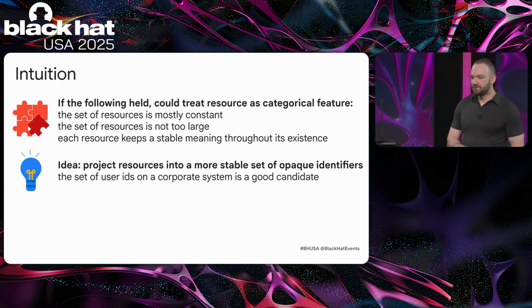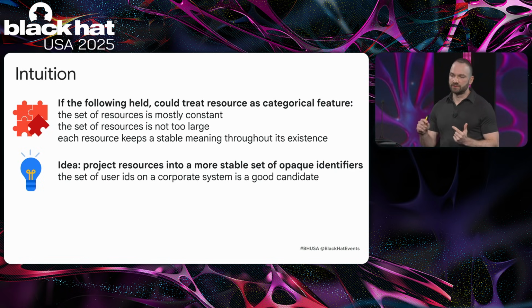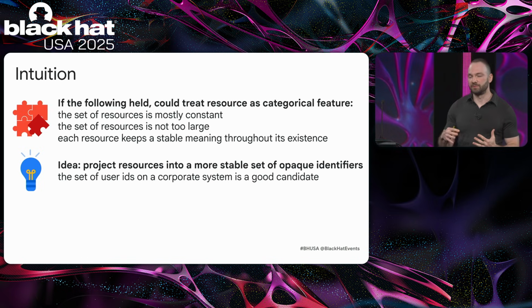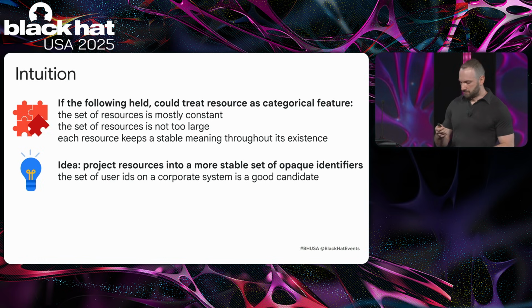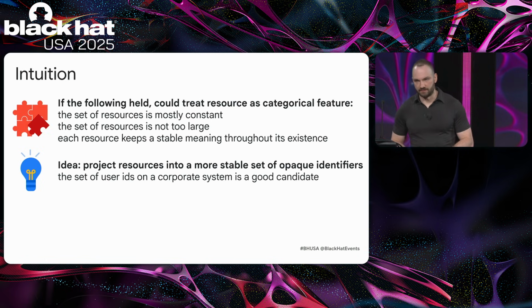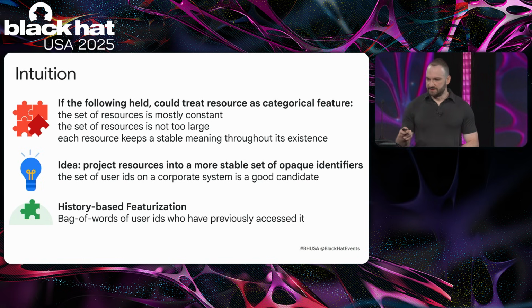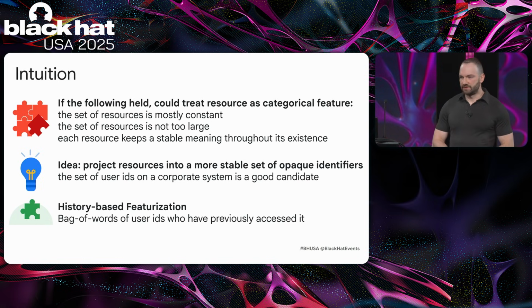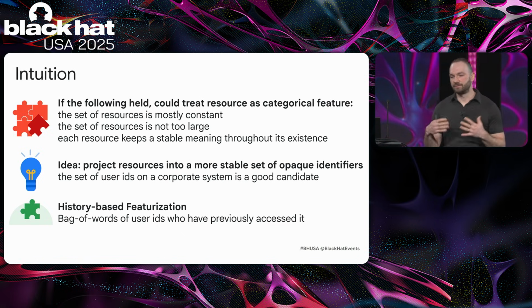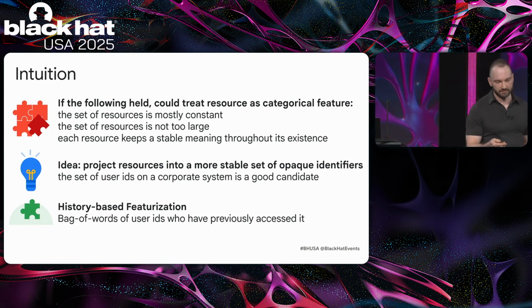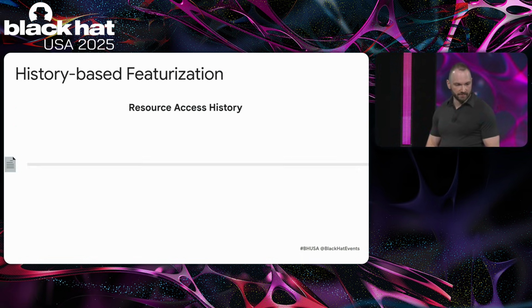So the main intuition here is to project the resources into a more stable set of similarly opaque identifiers. And a good stable set in a corporate environment is the set of user IDs, or users. I'll give you a few examples of that. This gives rise to what we call history-based featurization for our resources. A history-based featurization is simply a bag of words of the user IDs who have previously accessed a given resource.